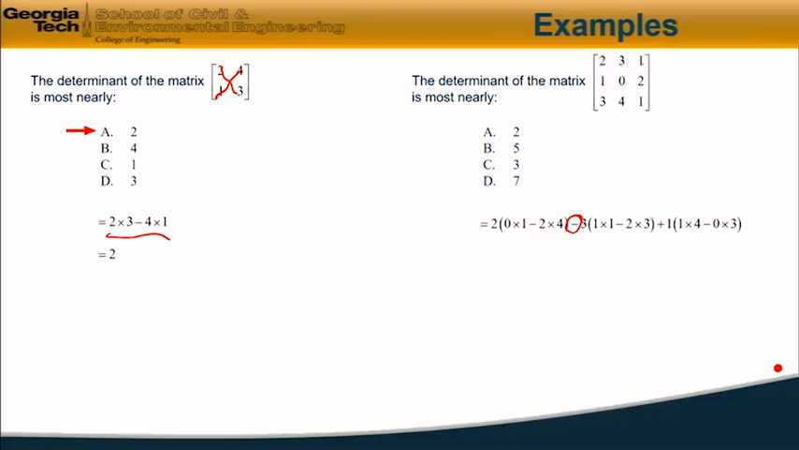And finally, the column with 1 and the row with 1, cross that out. That is plus, because the sign alternates again. 1 times 4 minus 0 times 3 is equal to 3. And so the answer is C. And this concludes our discussion of matrices and determinants.